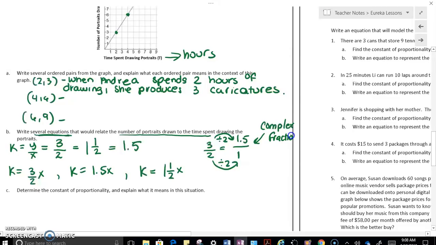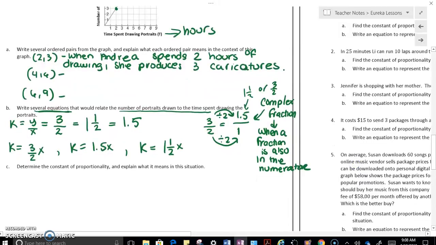When you have a rational number, a fraction is also in the numerator. This could also be written as 1 1/2 over 1. So that's what I mean by a fraction in the numerator, or 3 halves. Now, determine the constant of proportionality. Explain what it means in this situation.